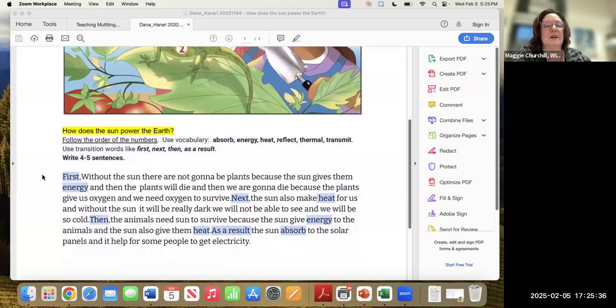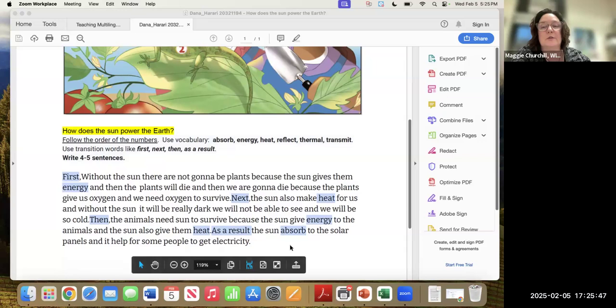And here's the student's response. So how does the sun power the earth? And then I made them highlight, where did you use those transition words? And I want you to highlight, where did you use those vocabulary words? So it's that little accountability measure, right?